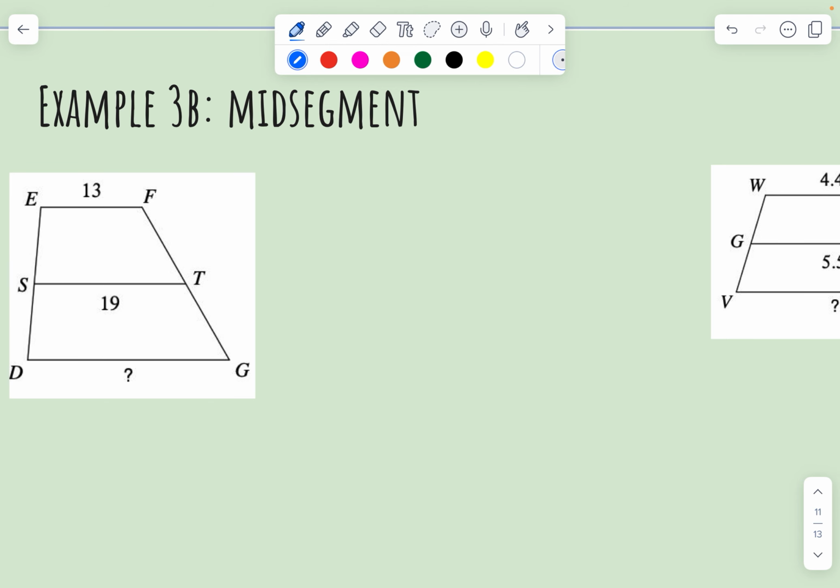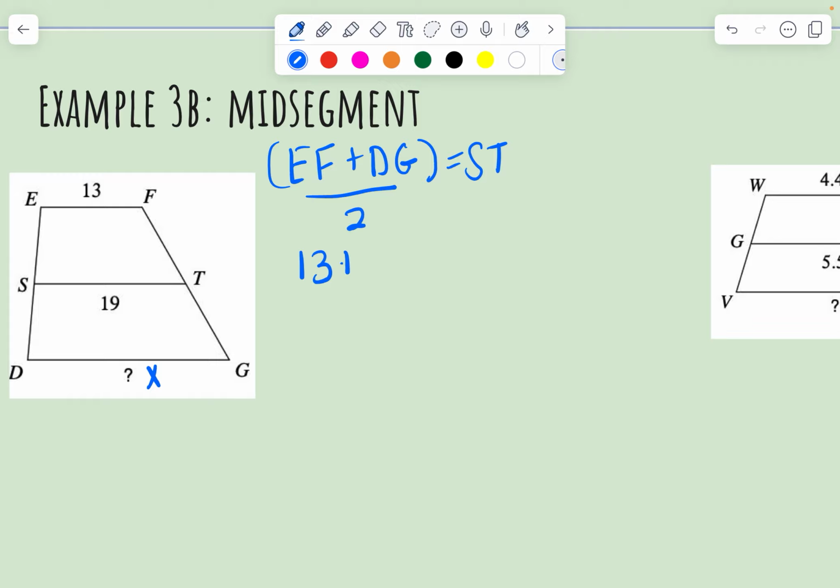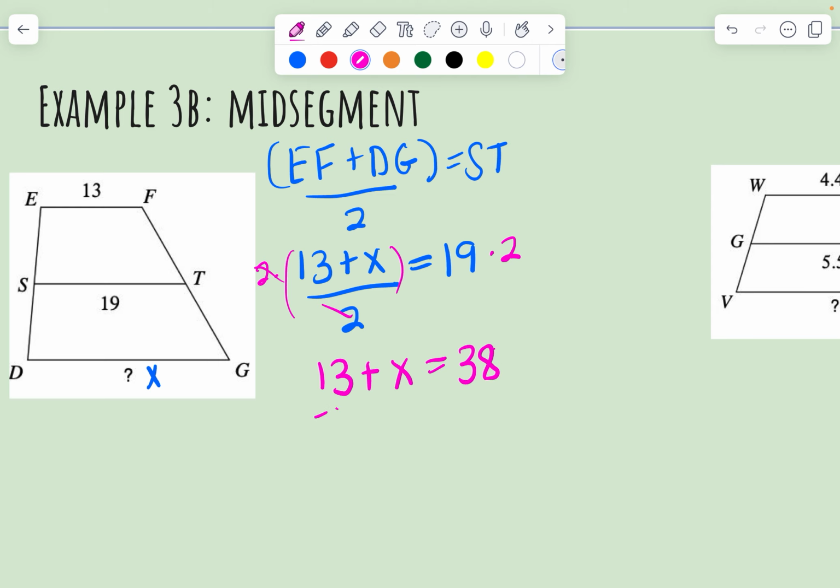This one, we're solving for the bottom. I'm going to call that X. We know that EF plus DG divided by 2 is going to give us ST. EF is 13. DG is what we're looking for. Dividing by 2 gives us 19. To solve this, we're going to multiply both sides by 2. On the left side, they go away. So we have 13 plus X is 38. And then taking 13 from both sides, we get X is 25.